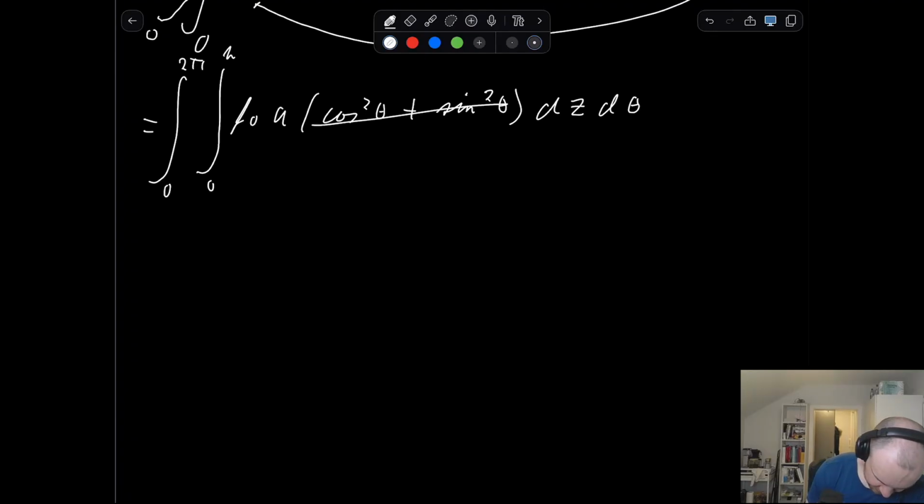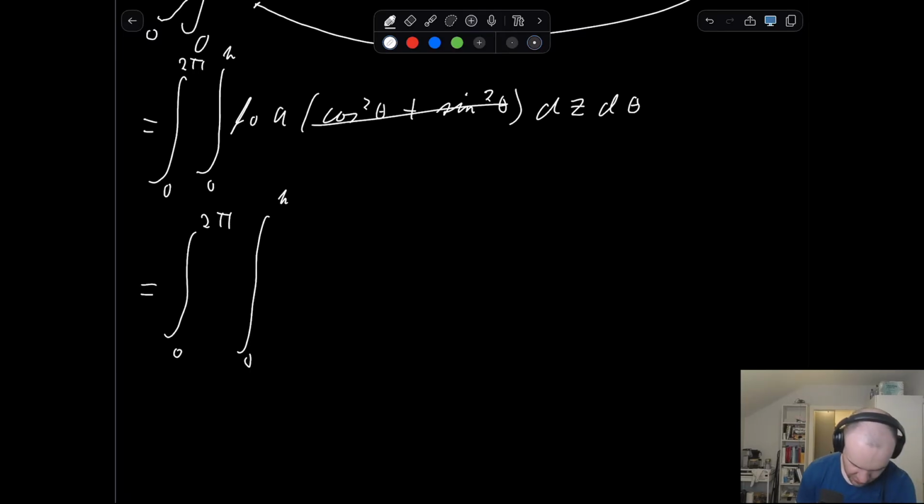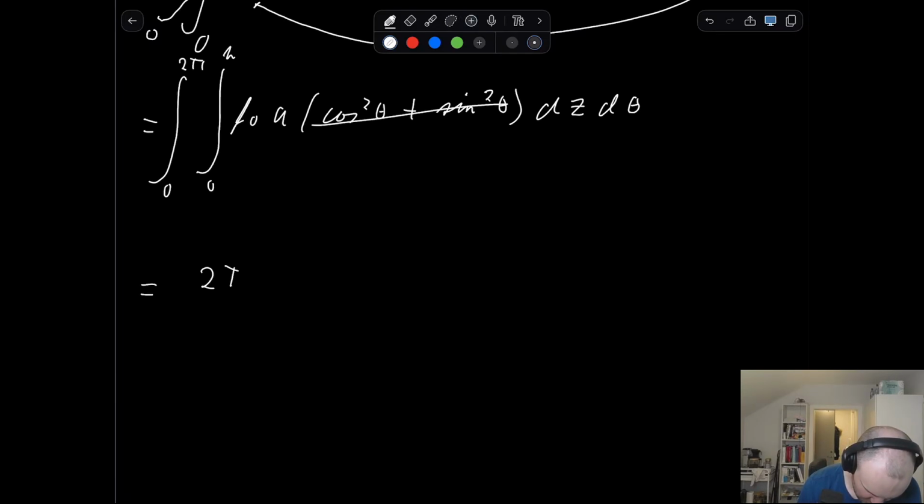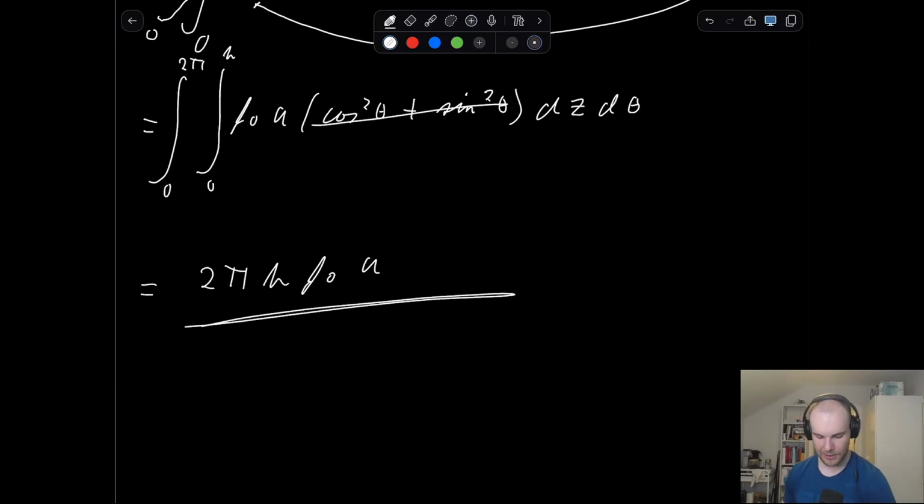Right. Then this integral from 0 to 2 pi, from 0 to h, is just f0 and a. There's no dz, so we can actually just do the integral. It's pretty fast. It's 2 pi h f0 times a, like that. Very good. Okay, that was the flux there.